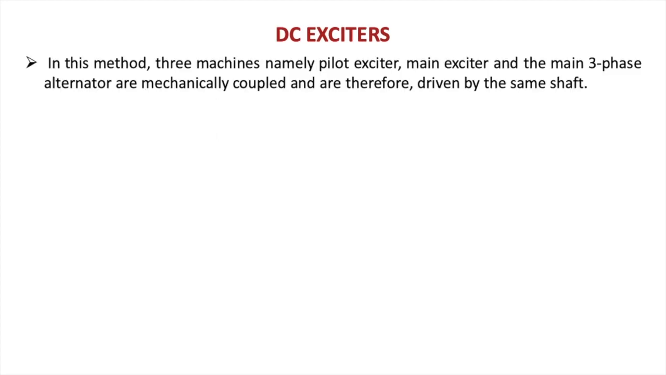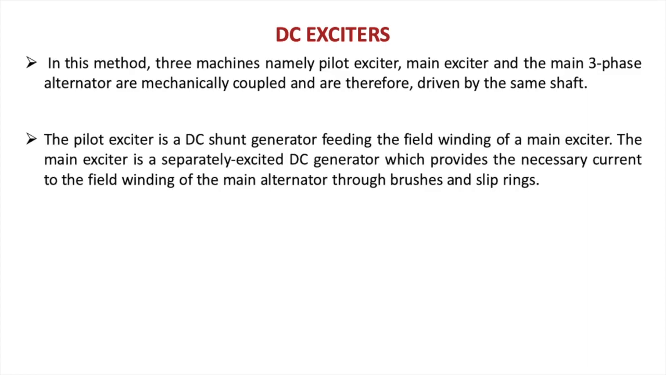So what does a DC exciter consist of? In this method, three machines, namely pilot exciter, main exciter, and the main three-phase alternator are mechanically coupled and are therefore driven by the same shaft. The pilot exciter is a DC shunt generator feeding the field winding of a main exciter. The main exciter is a separately excited DC generator which provides the necessary current to the field winding of the main alternator through brushes and slip rings.